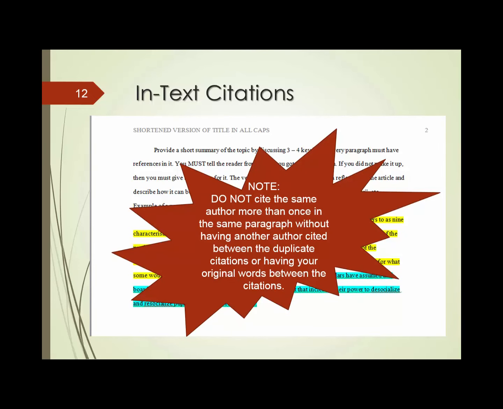Note, do not cite the same author more than once in the same paragraph without having another author cited between the duplicate citations or having your own reflections, original words, comments, etc. in between those two citations. You do not have a paragraph where you continually cite John Jones said, John Jones said, John Jones said. That is not academic writing.